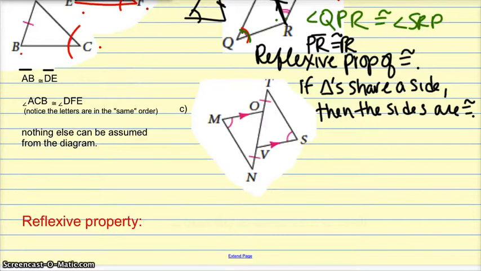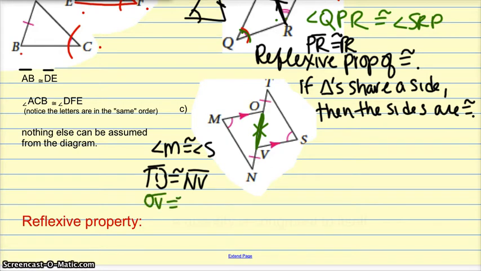A couple of things are marked. We have that angle M is congruent to angle S. Those are marked with a single. We have that segment TO is congruent to segment NV. And we can use this reflexive property to assume that since these two are the same section of the side, they must be congruent. So I have that OV is now congruent to OV.